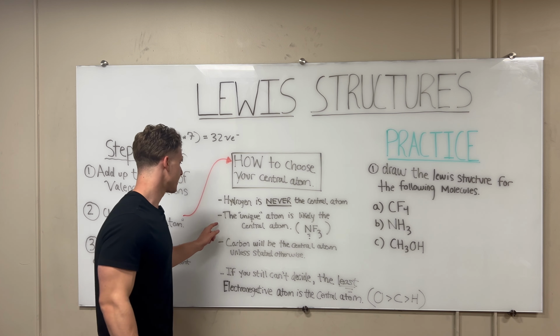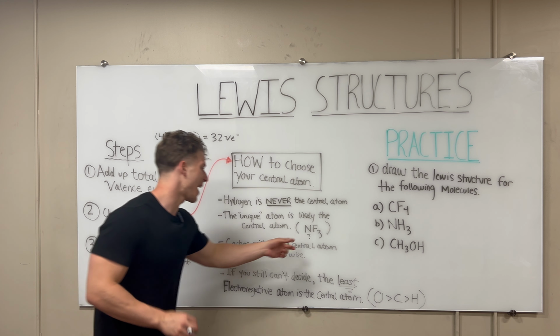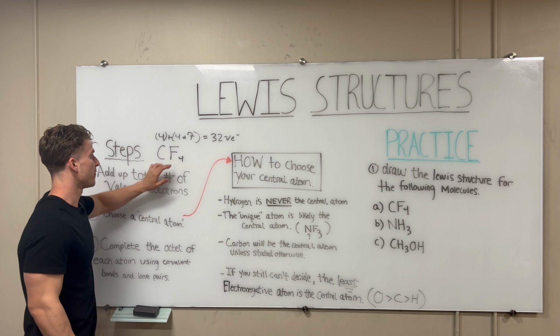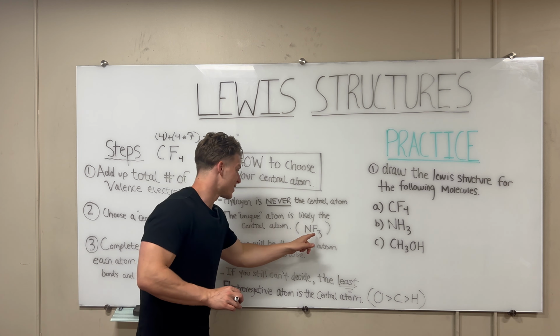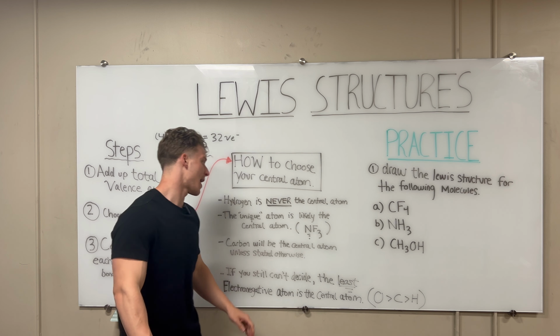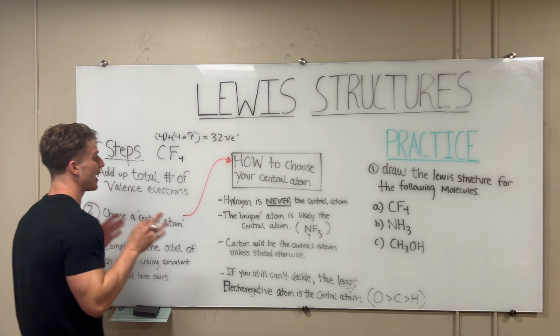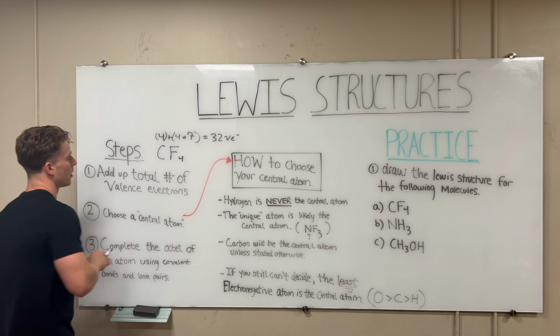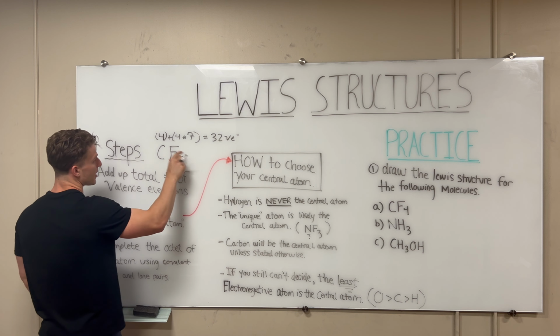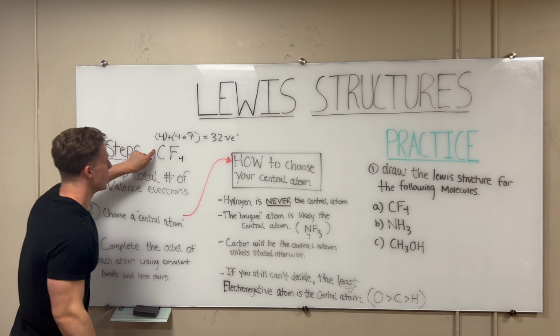So that is a good tip to follow. Now I really like this second tip. The unique atom is likely the central atom. So if you have something like NF3 or CF4, we see that there is 3 fluorines and 1 nitrogen in this molecule, right? So the unique atom is nitrogen here, right? There's 3 of these fluorine atoms and there's 1 of these nitrogen atoms. That's the unique atom, right? So we would likely put that in the center of the molecule. Now over here, we have 4 fluorines and 1 carbon. Carbon is our unique atom there. So I'm thinking carbon's going to be our central atom.